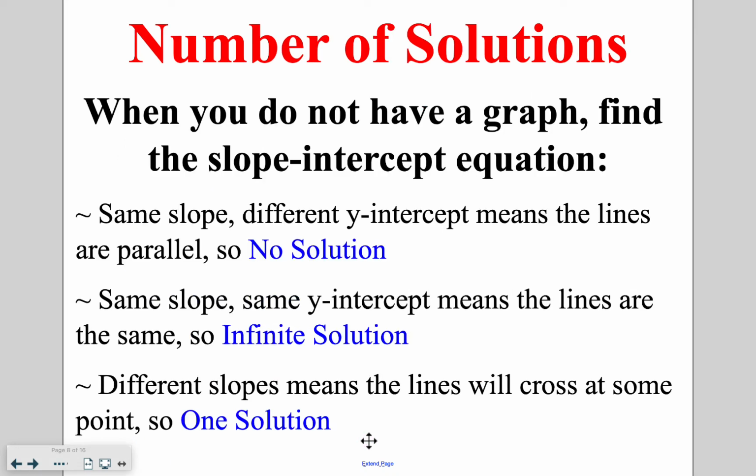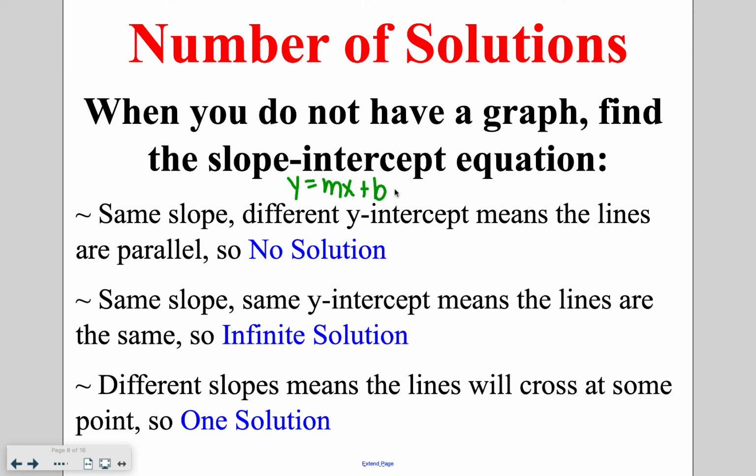We can also determine this even without the graph. If you do not have the graph, the key is you want to get your equations into slope-intercept form, so y is equal to mx plus b. The reason that we want slope-intercept form is because that's going to help us determine whether or not they have infinite or no solutions if the slopes match.